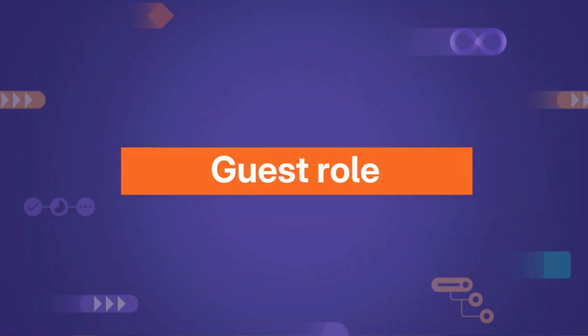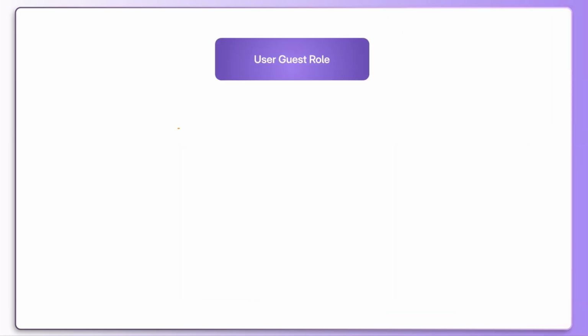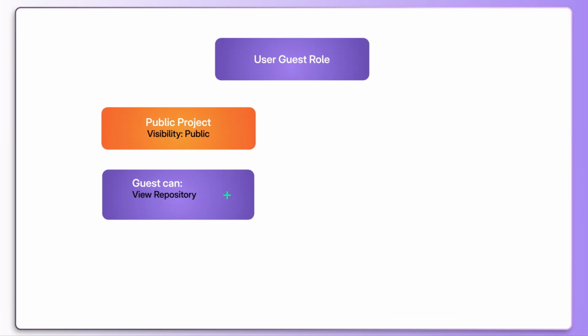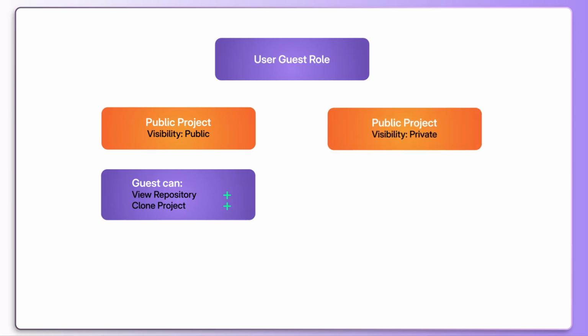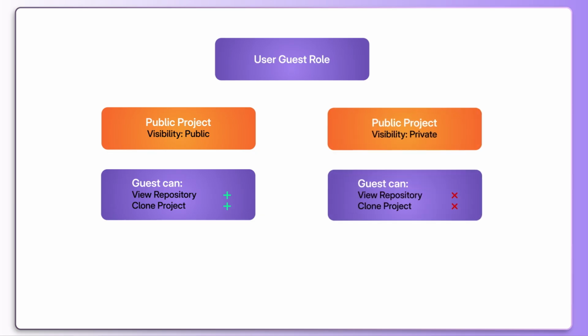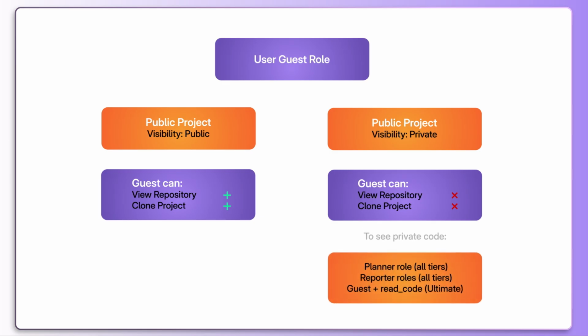Next, let's clear up the guest role confusion. On GitLab.com, the guest role is contextual. In a public project, guests can pull code. In a private project, they can't even see the repo by default. If stakeholders need to see private code, they must be at least a reporter, or on Ultimate, they need a guest-based custom role that explicitly allows viewing code. That's a pretty big change if you're used to read-only roles on other platforms that automatically show you private repos.